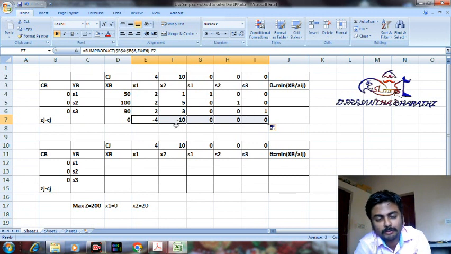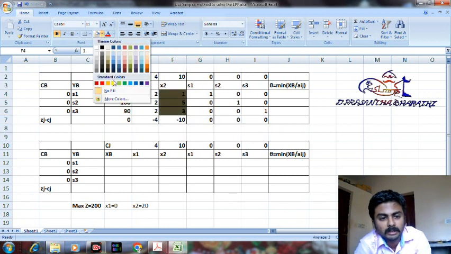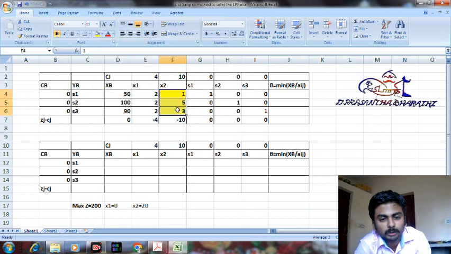Here we want to find the most negative value. What is the most negative value here? So -10 is the most negative value. So we call this column the pivot column. After finding this pivot column, we want to find the ratio. The ratio theta is given by the minimum of xb divided by Aij. Definitely this Aij should be positive, it should be greater than 0.